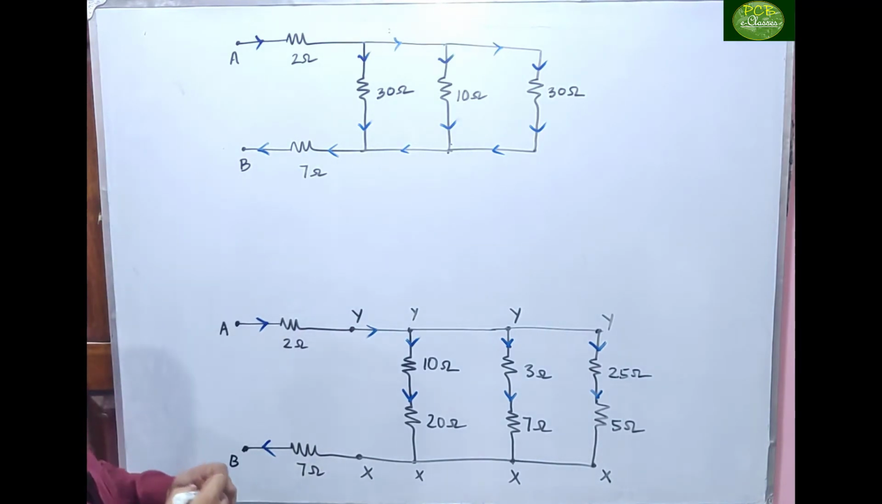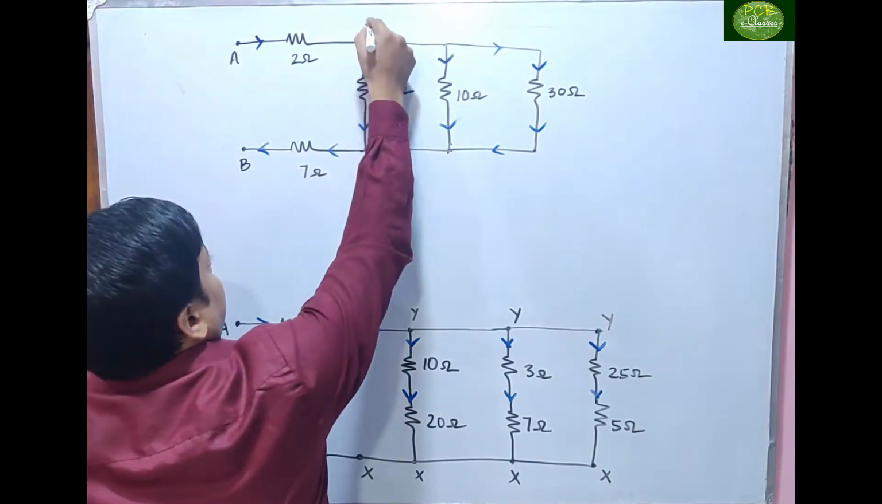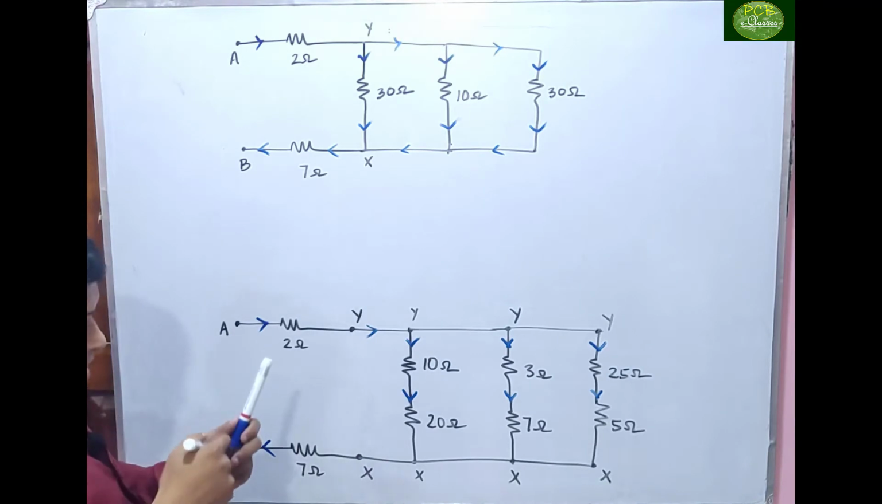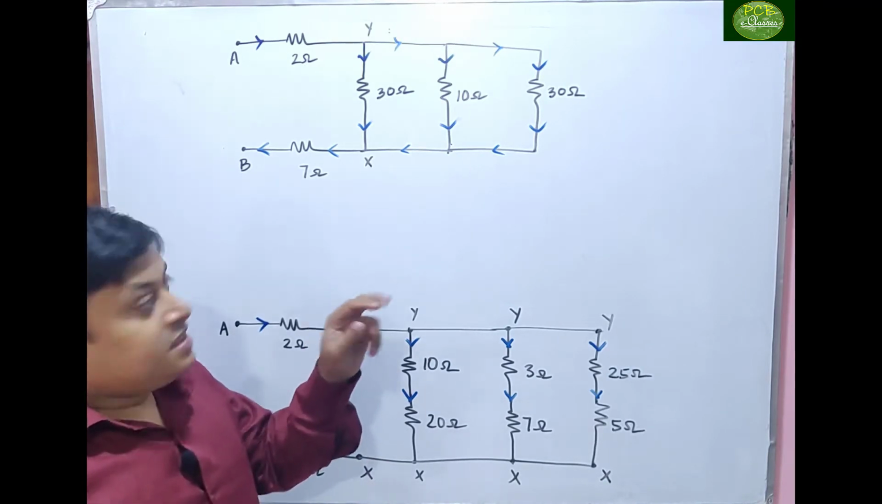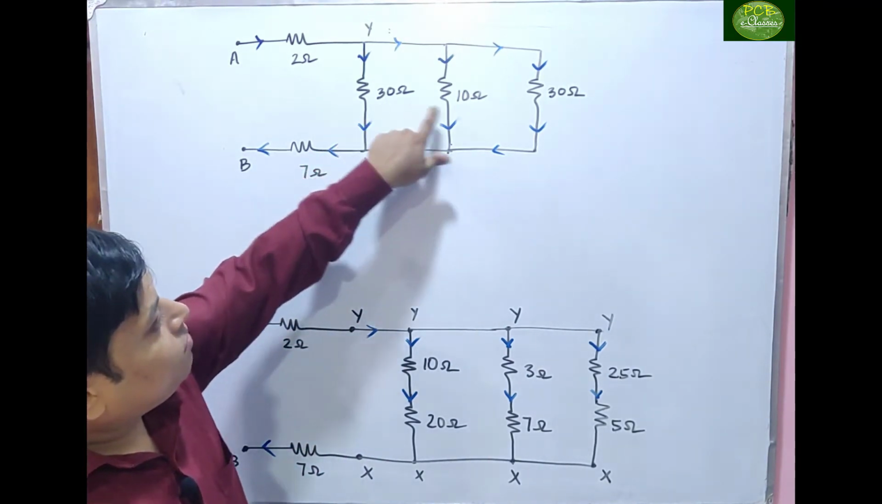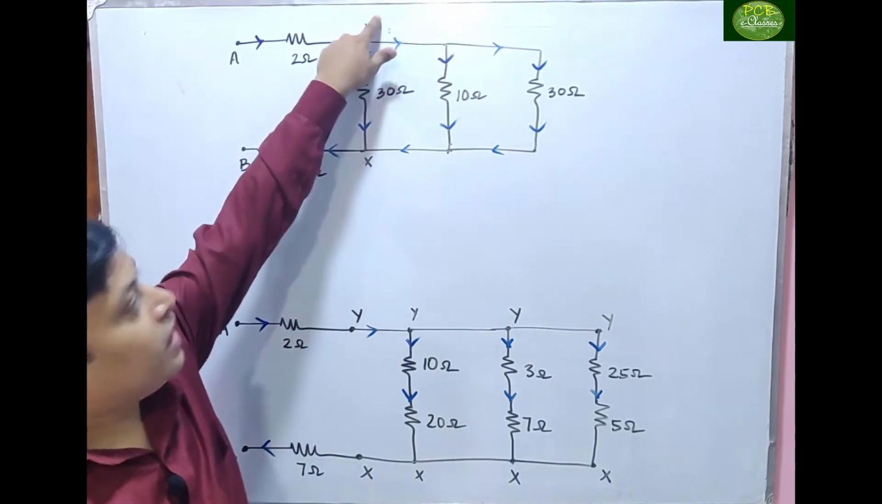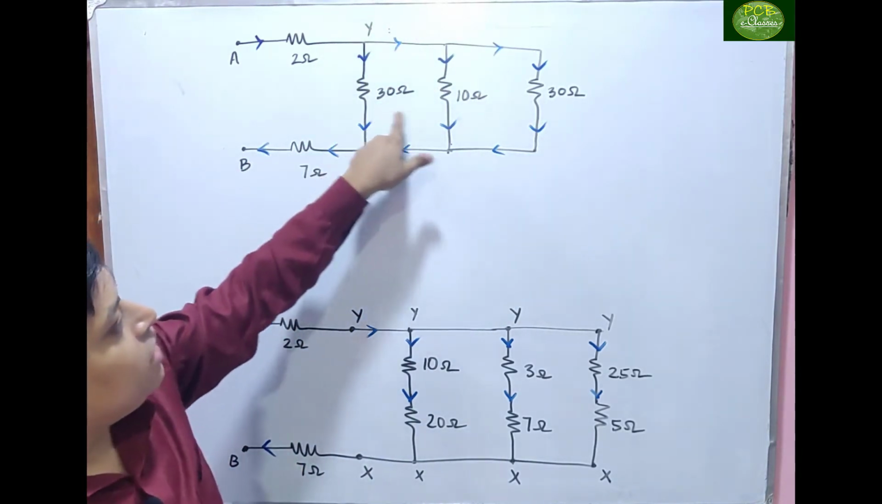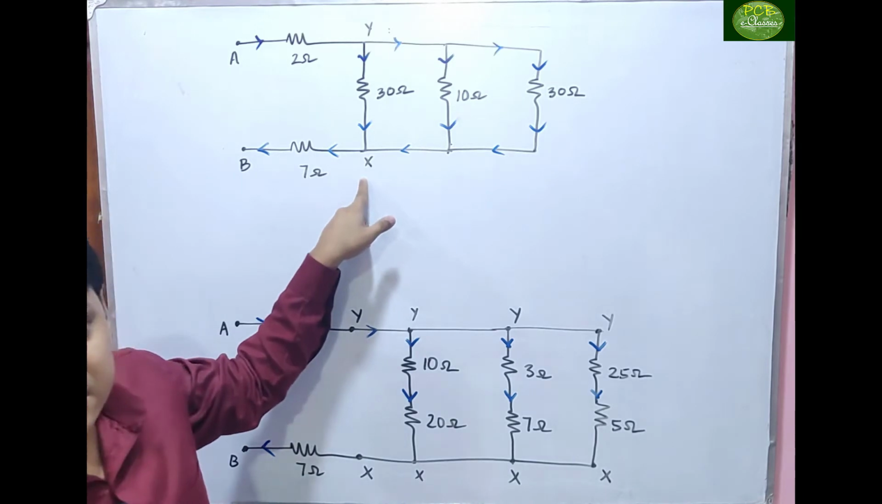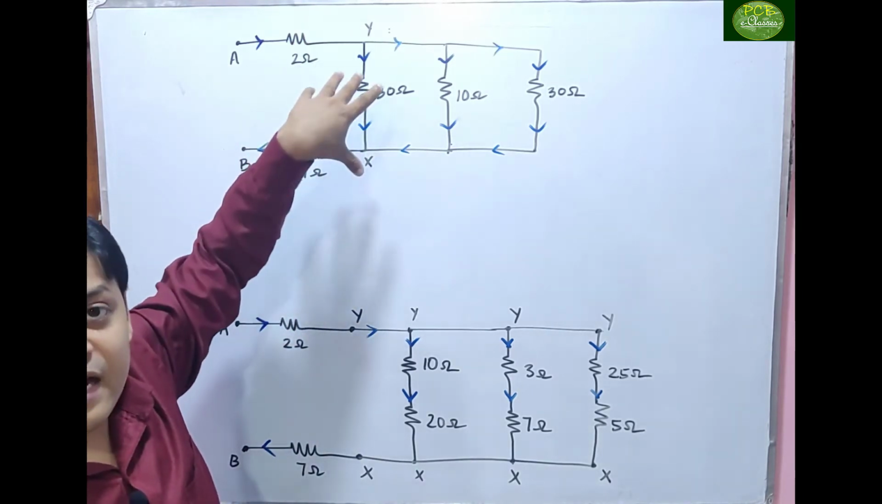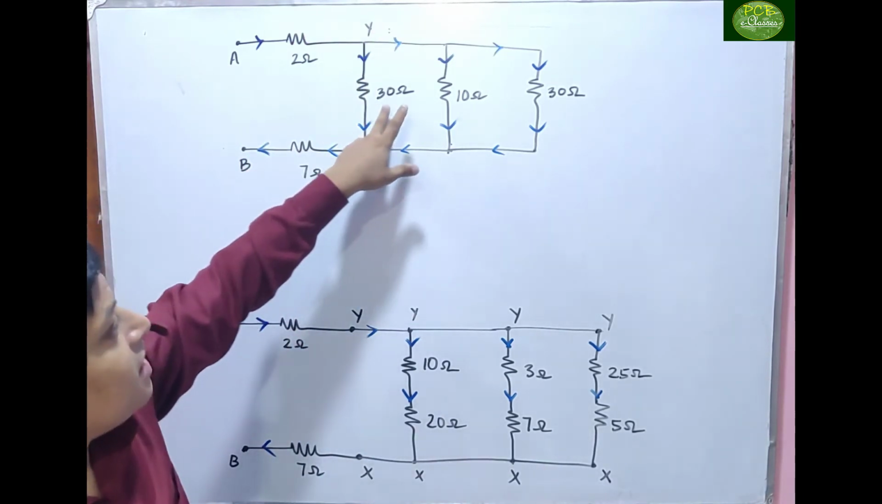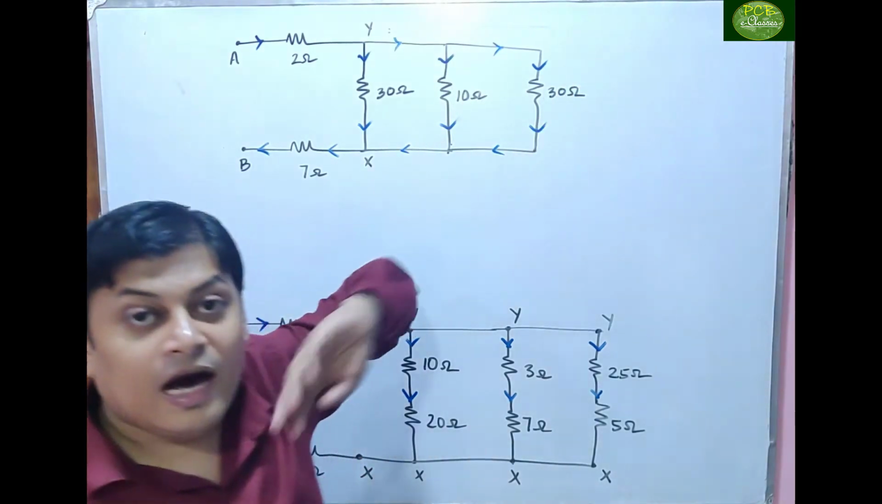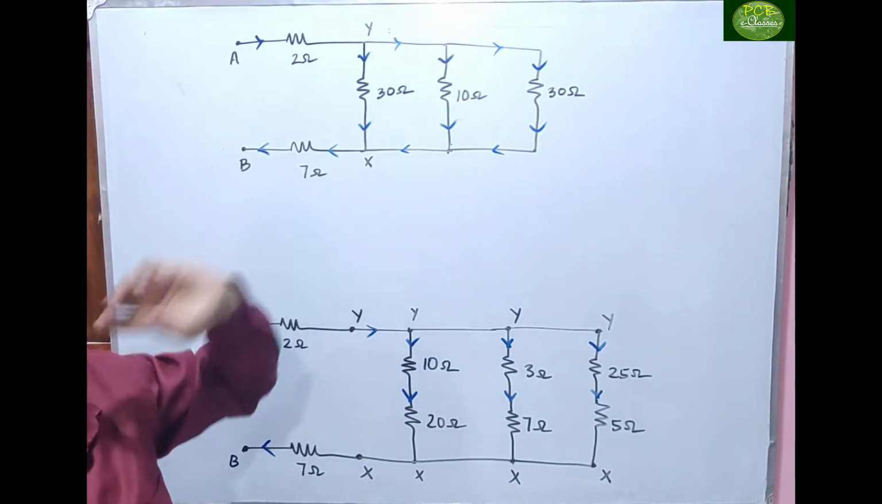Clear? So this is a point. This is y and this is x. Now from the diagram we can see that the starting point of the 30 ohm, 10 ohm and this 30 ohm is y, and the ending point of the 30 ohm, 10 ohm and 30 ohm will be x. That is, both starting and the ending point are common. So can we say 30 ohm, 10 ohm and 30 ohm are in parallel? Yes, we can say it.